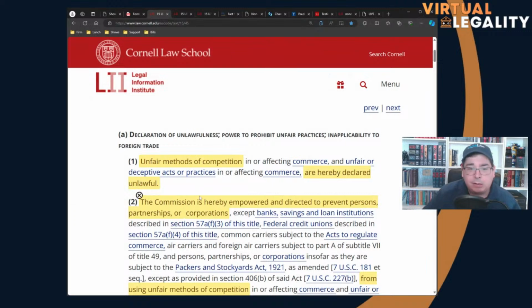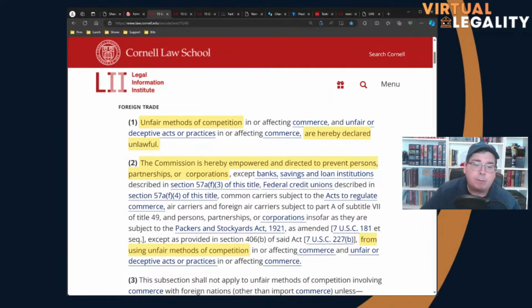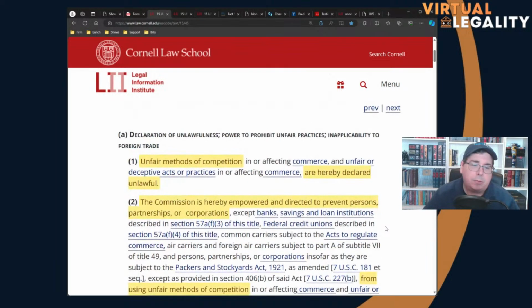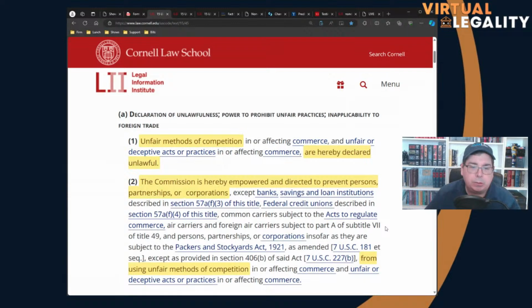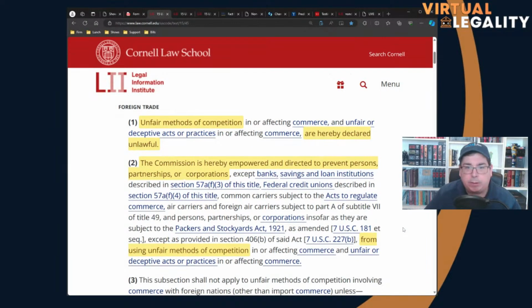The commission, that's the FTC to you and me, is hereby empowered and directed to prevent persons, partnerships, or corporations from using unfair methods of competition. And this also includes deceptive acts or practices, but that's not what we're looking at here. And so when you look at what the FTC is empowered to do, the primary impetus of their authority, as given to them by the legislature of the United States, is that unfair methods of competition are unlawful, and you guys are going to be the cops that help prevent persons, partnerships, or corporations, entities in the United States from using those unlawful methods of competition.